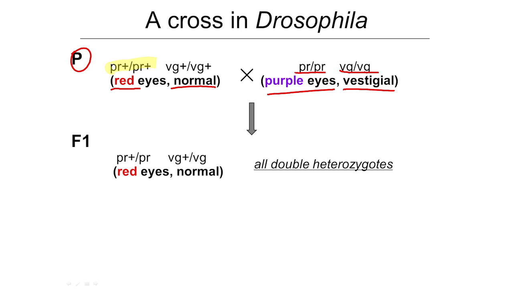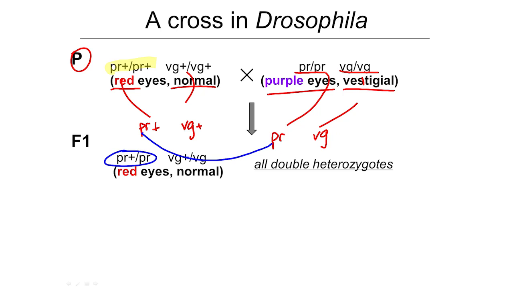And that is because you'll probably recognize, without doing a big old Punnett square, although you could if you wanted to, that the only gametes that this parent can offer are a PR plus and a VG plus. And the only gametes this parent can offer are little PR, little VG. So when you put them together, you're going to get PR plus PR, a heterozygote at the eye color allele, and VG plus VG, a heterozygote at the wing allele.